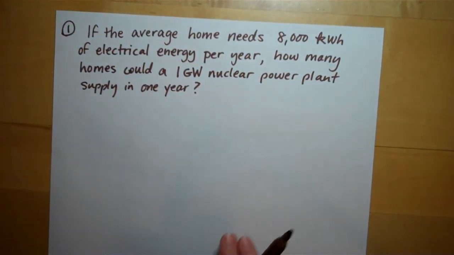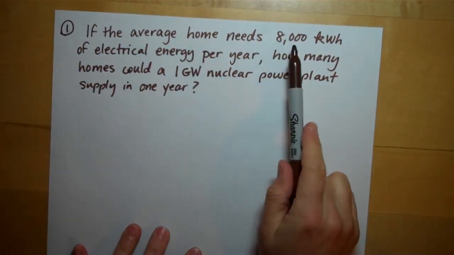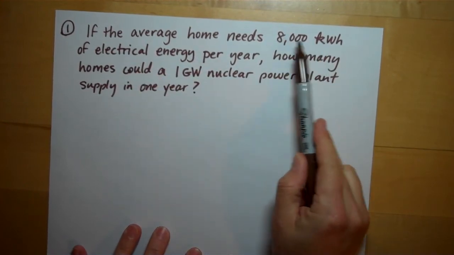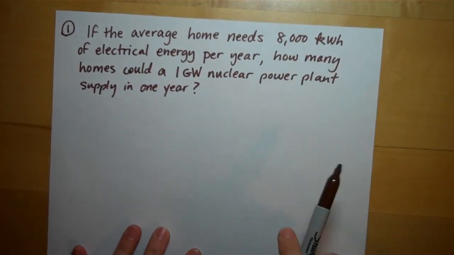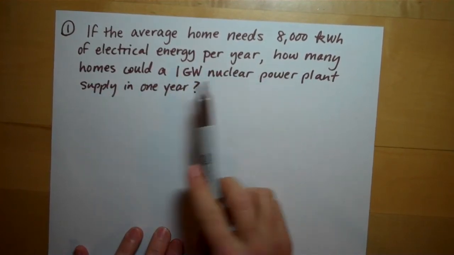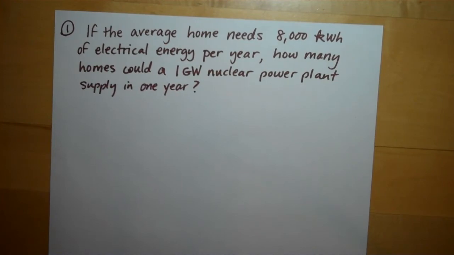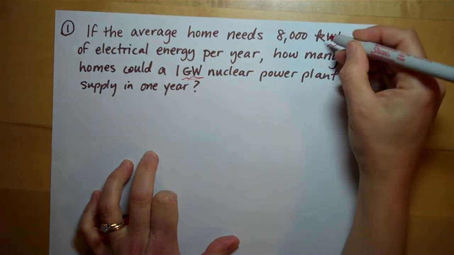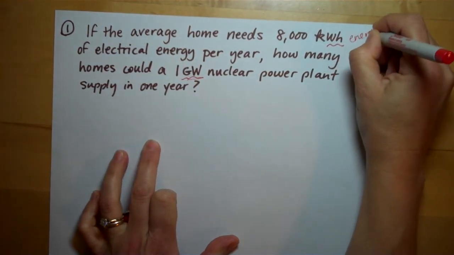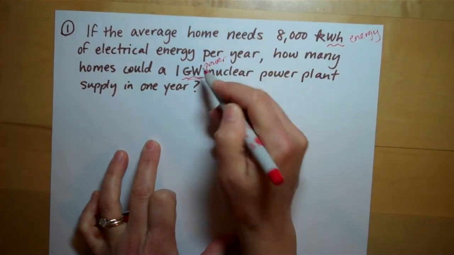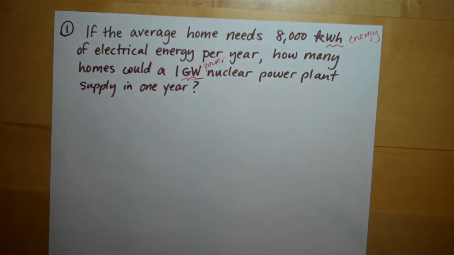If you look at this problem, average home needs 8,000 kilowatt hours of electrical energy. And actually, that's low. The average home in America needs a little bit more than that. How many homes could a 1 gigawatt nuclear power plant supply in 1 year? So again, notice these units are different. This is talking about energy needs, and this is talking about power production capacity. All right.